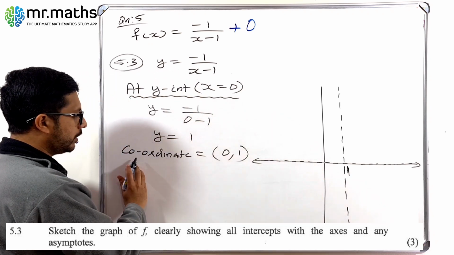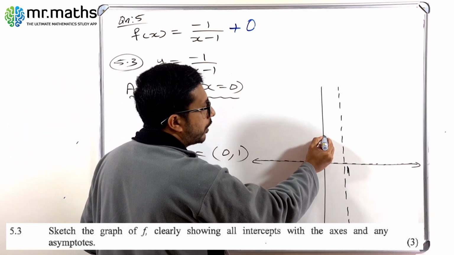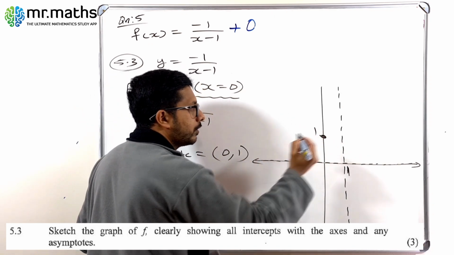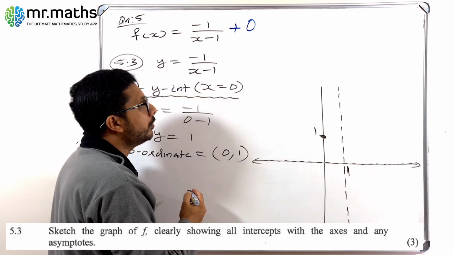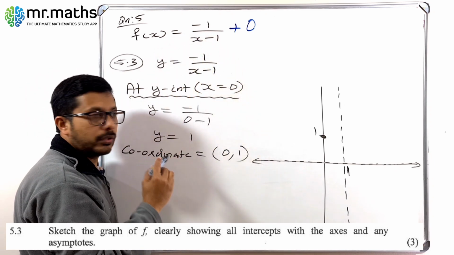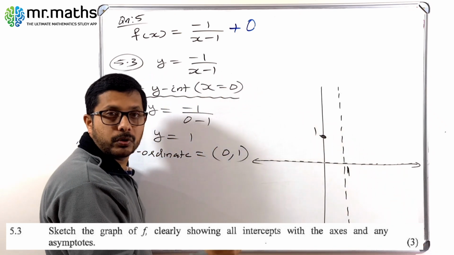Now what is the y-intercept? (0, 1). x is 0, y is 1. Assume that this is (0, 1). This is 1. Now here it is minus 1. So you know the graph is in the second quadrant and fourth quadrant.